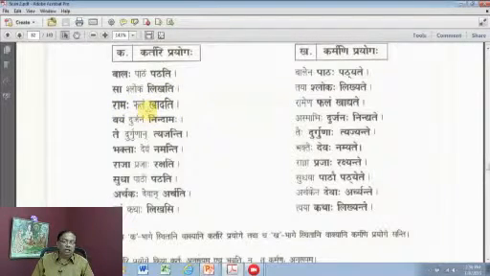Next. Ramaha phalam khadati. Ramaha khadati. Ramaha kim khadati? Phalam khadati. So Ramaha goes to Tritiya, Ramena. Phalam is Napumsakalinga, Srinivas. It is in Dvitiya. You bring it to Prathama, it stays same. So Ramena phalam, phalam stands same. Now khadati becomes khadyate. So a fruit is eaten by Rama.